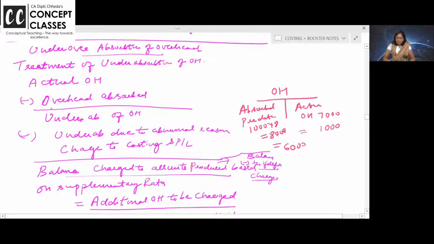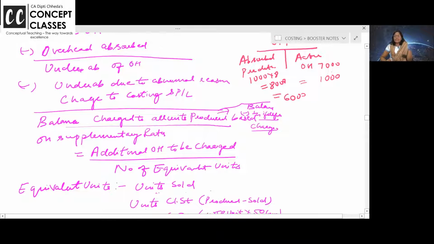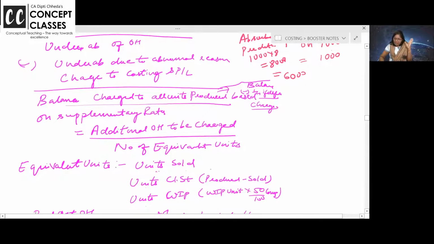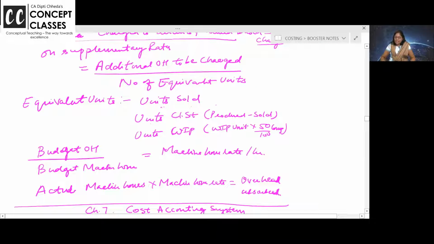Actual overhead minus overhead absorbed is under absorption. If under absorption is due to abnormal reasons, loss and strike and all, charge it to costing P&L. Still there is under absorption: actual overhead is 7000, you have absorbed 6000. Then put a supplementary rate. Additional overhead divided by number of equivalent units gives you the supplementary rate, and you will charge the supplementary rate by number of equivalent units.